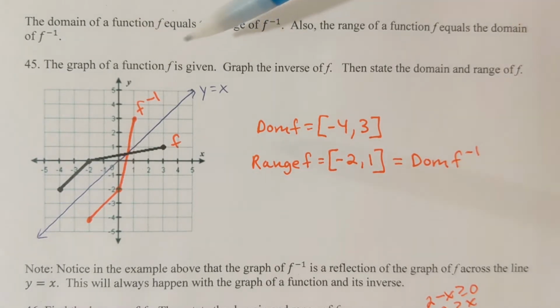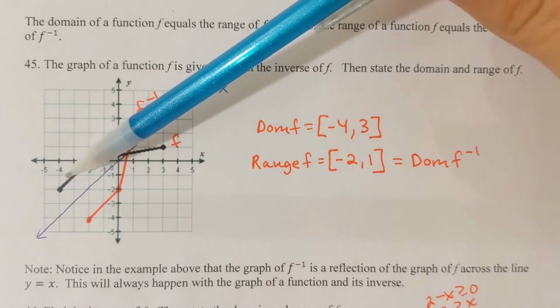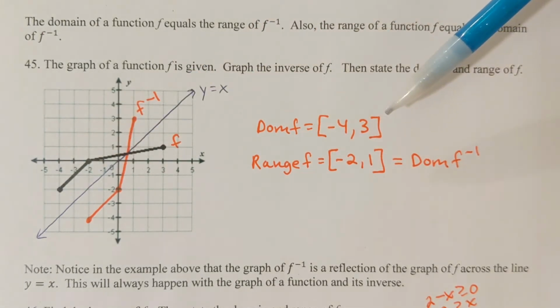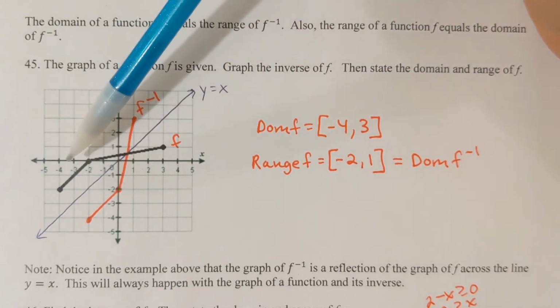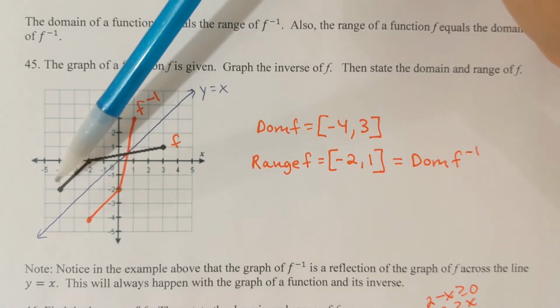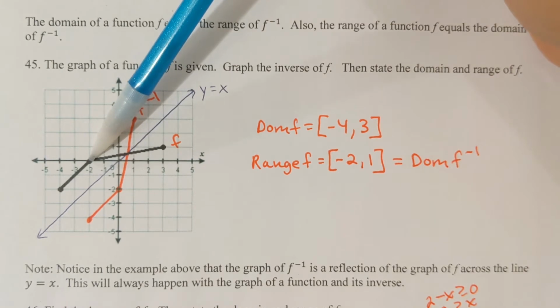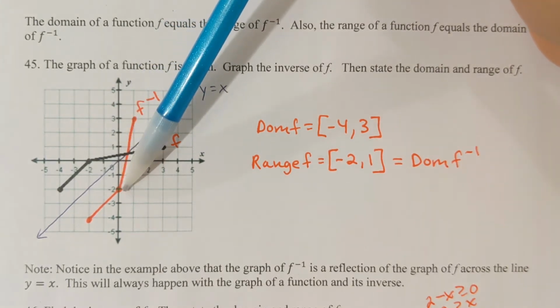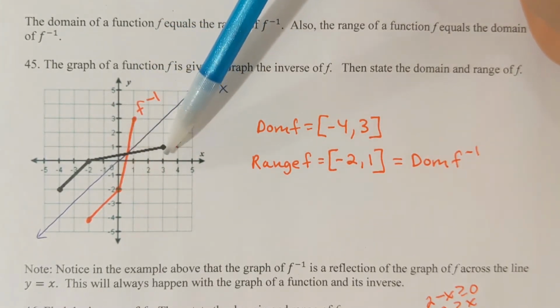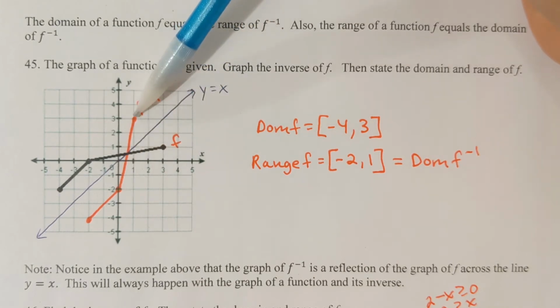The graph of a function f is given. That's the curve in black. Graph the inverse of f, and then state the domain and the range. Well, inverse is all about switching x and y. So with this graph here, I'm going to switch the coordinates and plot the new points. Okay, so here's -4, -2. That's now going to be at -2, -4. Here's -2, 0. That's going to be at 0, -2. And then here's 3, 1. That's going to be at 1, 3.